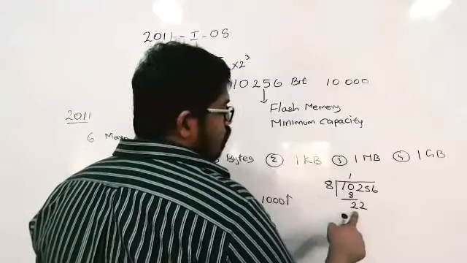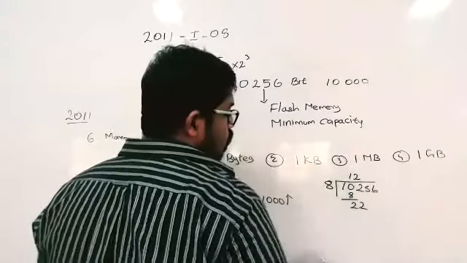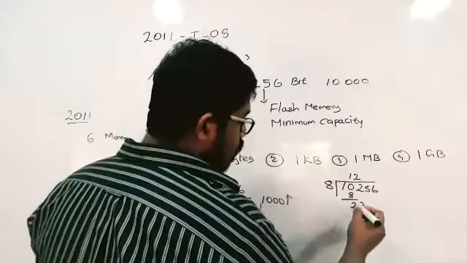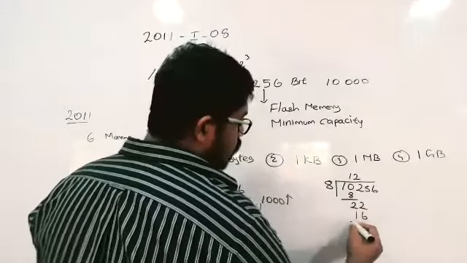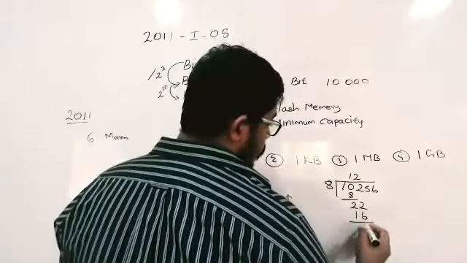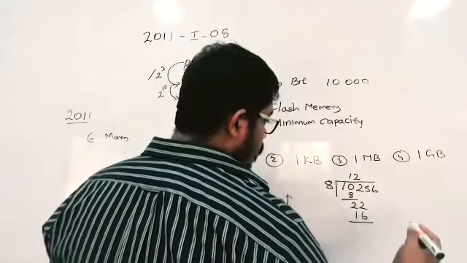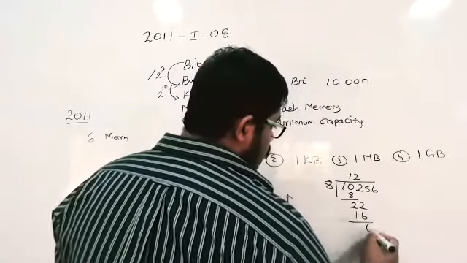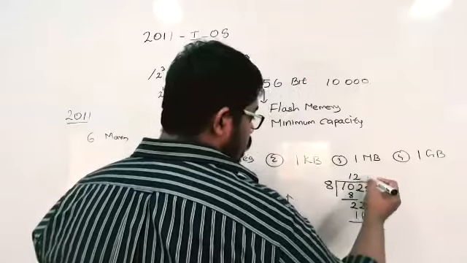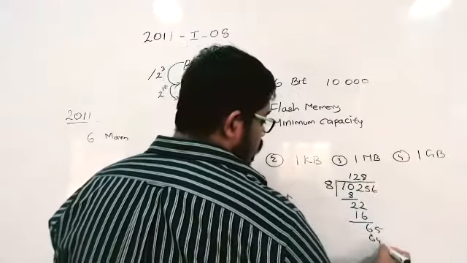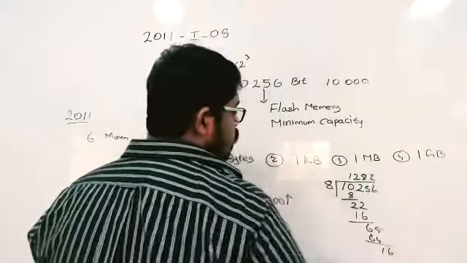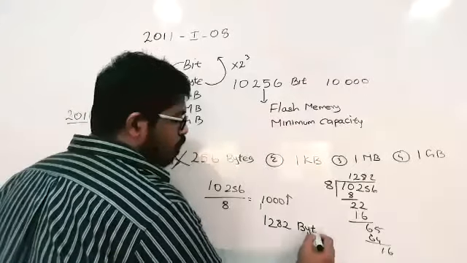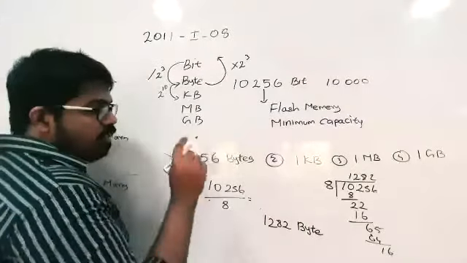10,256 divided by 8 gives 1,282 bytes. Right? So this is not enough.